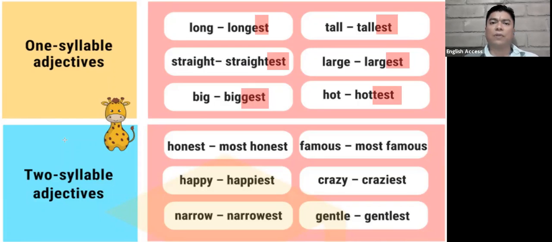When we have two syllables, it depends on the sound. Here, for example, honest, it ends with EST. So we don't say honestest. We say most honest. Famous, we don't say famousest. We say most famous. But with happy, we say happiest. Crazy, we say craziest. Narrowest, and gentlest. So that will depend on the sound.